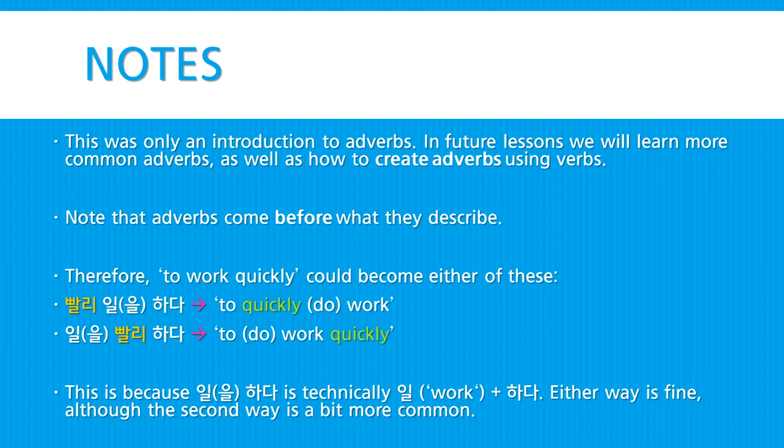But if you also remember, we learned that 하다 can be used with nouns to form new verbs. Well, you could use the adverb either before that entire verb, for example, 빨리 일을 하다, to work quickly, or simply before the verb that you want to modify. So, 일을 빨리 하다, to work quickly. Either one of these is okay.